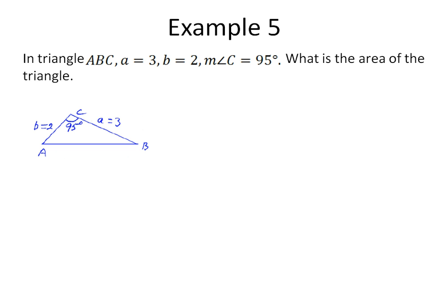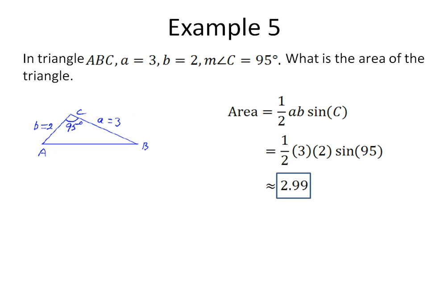Okay, so we draw this out. So this gives us B is equal to 2, A is equal to 3, and the angle between them is 95 degrees. So the area is equal to 1/2 of the length of A times the length of B times the sine of C. So this gives us 1/2 of 3 times 2 times the sine of 95, which gives us approximately 2.99 square units.